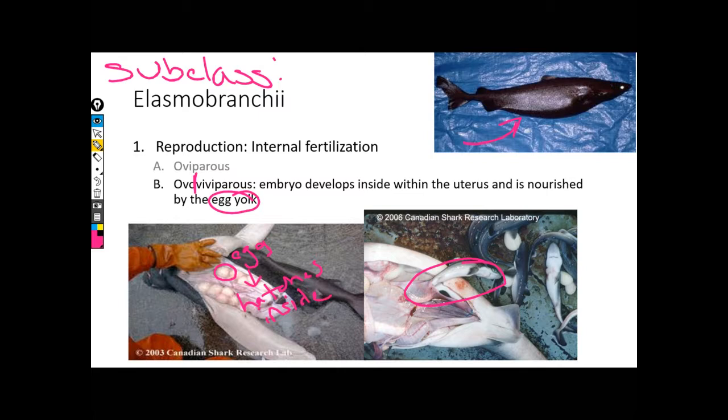Okay, and here in the second picture, because they haven't been born yet, we can still see that yolk sac attached to them, from that egg they originally hatched from. When we had these, our sharks were quite small, so all we could really see were the yolk sacs.